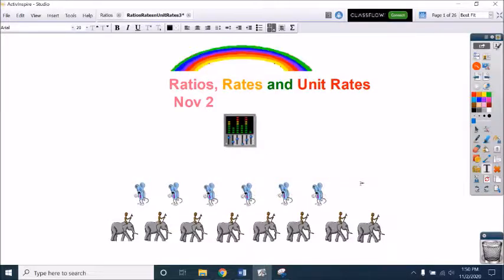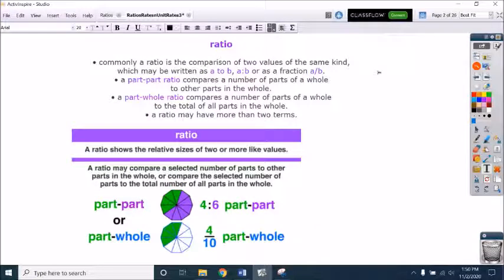Hey guys, in this presentation, we're just going to try to quickly talk about ratios, rates, and unit rates, and how they're similar and how they are different. So here you can see a definition of rates. You can pause it and read this more if you want, but a ratio shows the relative size of two or more like values.